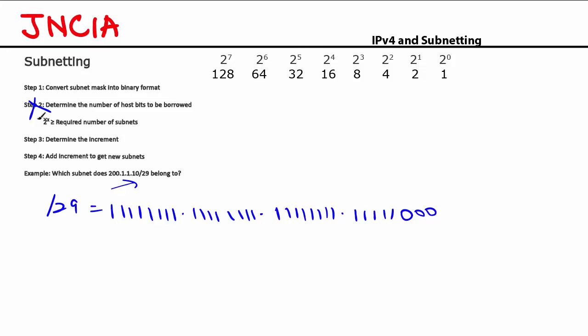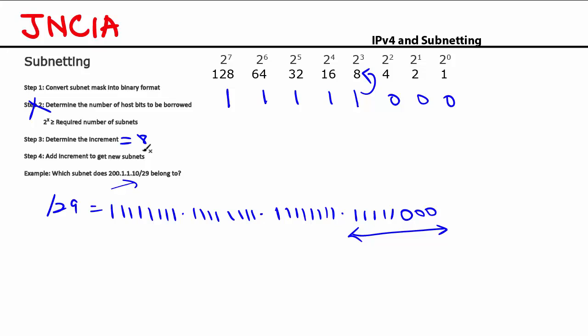Let's now move to step number 3, which says determine the increment. To determine the increment, like always, we'll align these bits against the powers of 2. So that would look like this. The increment is the power of 2 corresponding to the rightmost bit. That is 8 in this case. So the increment is 8.